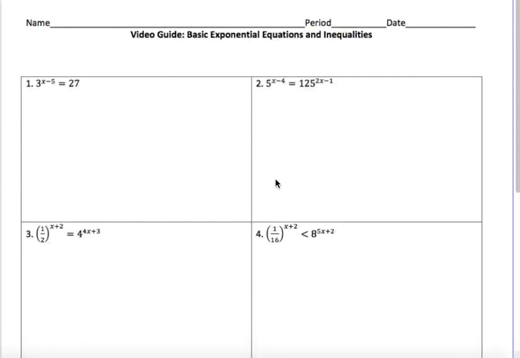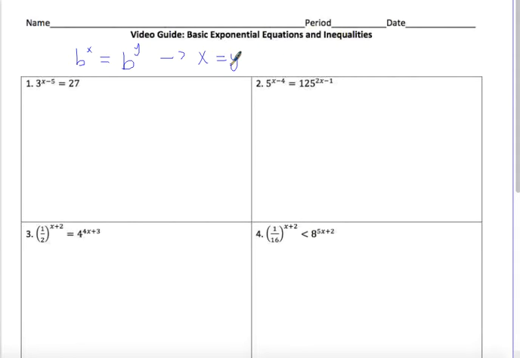Video covers basic exponential equations and inequalities. In order to solve an exponential equation, we're going to use this fact that if we have an equation, some exponent like b to the x power equals b to the y power, so if the bases are the same, on this side both bases are b, then we can conclude that the exponents must be the same.